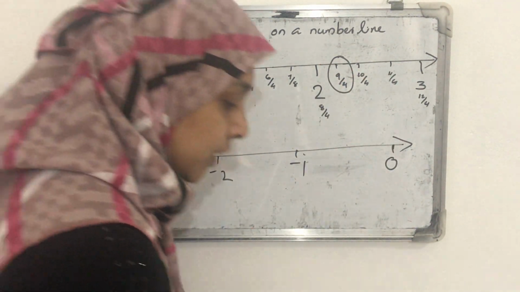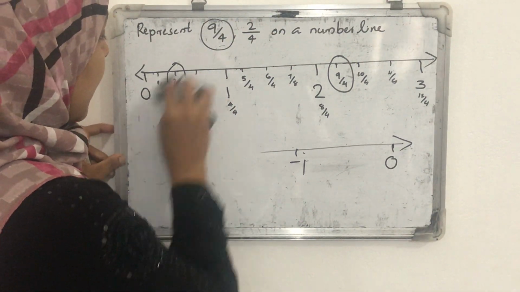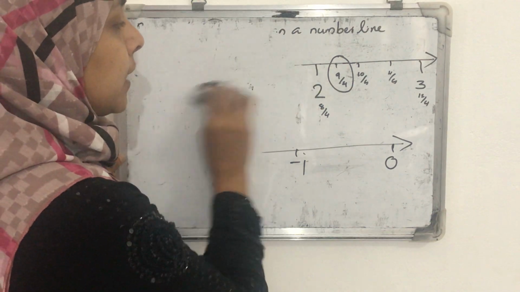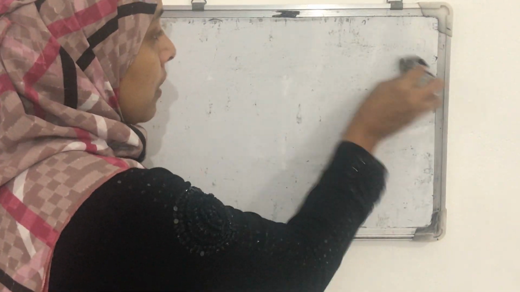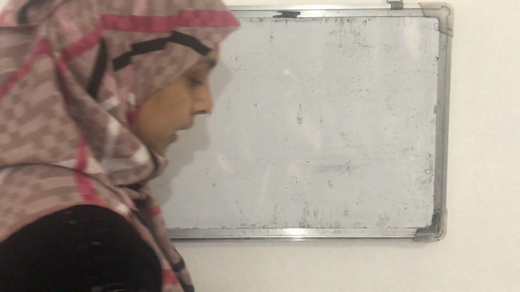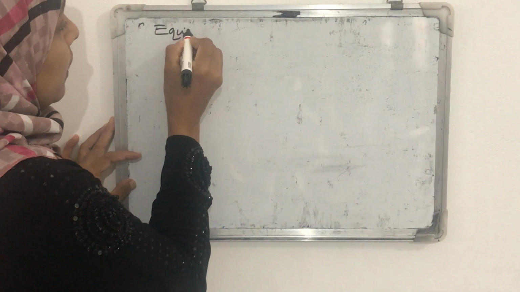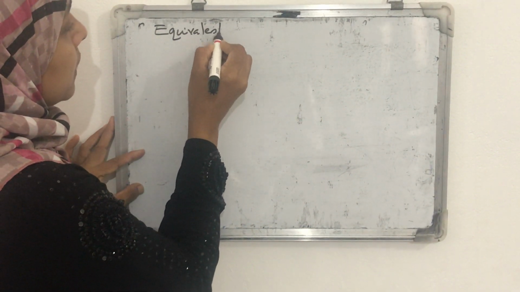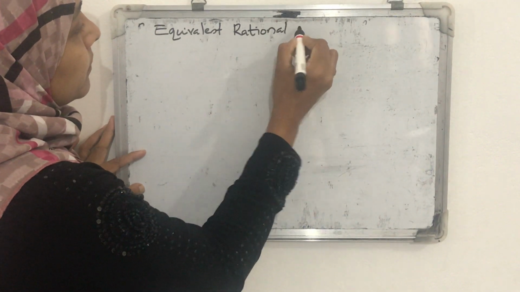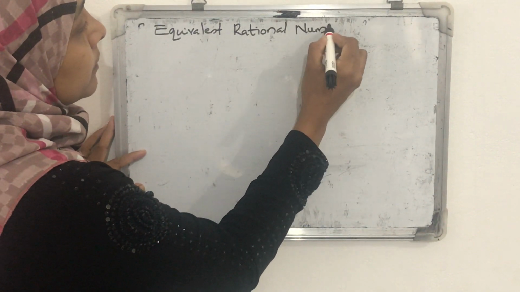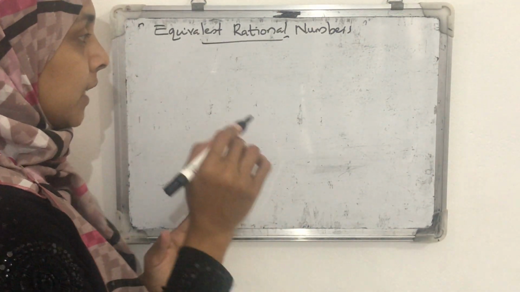Next part is equivalent rational numbers. What is meant by equivalent rational numbers? That we already discussed in the case of fractions. Remember what equivalent fractions are. Just like that, here we have equivalent rational numbers. First we can discuss in the case of fractions.